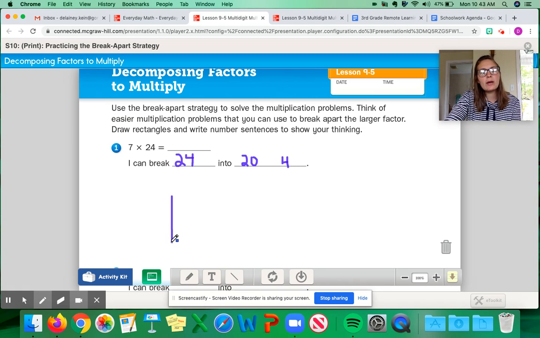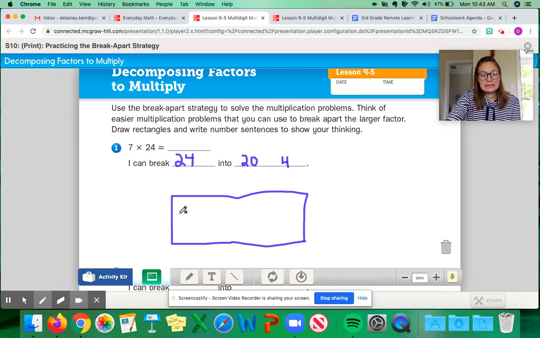So let me go ahead and partition a rectangle. Wow, that is a nice rectangle right there, if I do say so myself. Okay, so one side represents 7, and then this side is 24, but we split it up into 20 and 4. Okay, so I'm going to partition it, break it up. Now, this side, 7 times 20. And this side, 7 times 4.